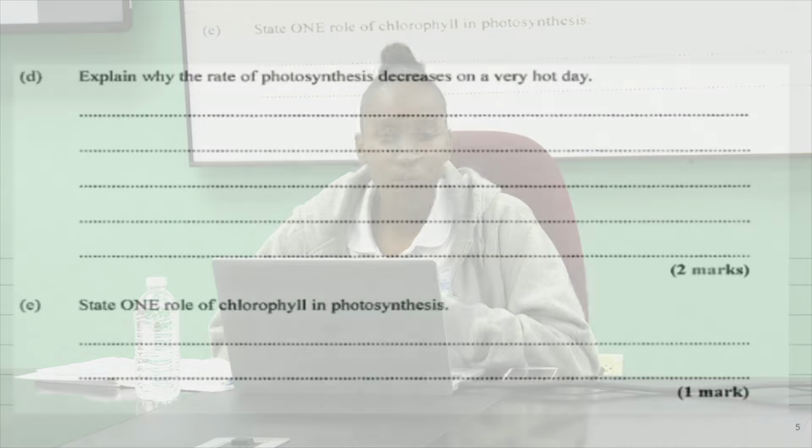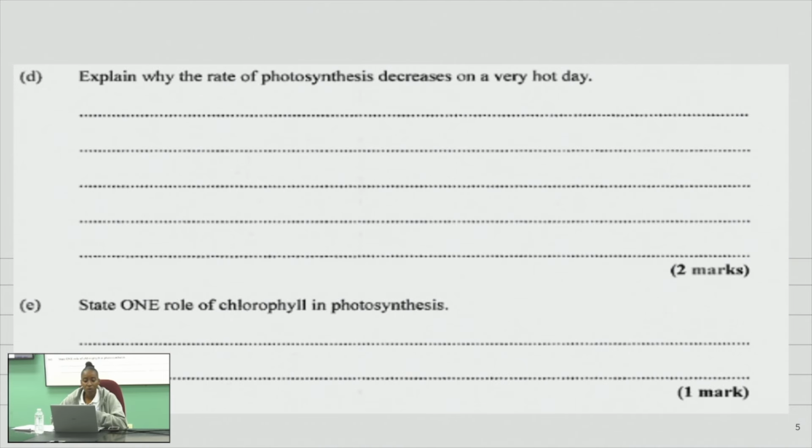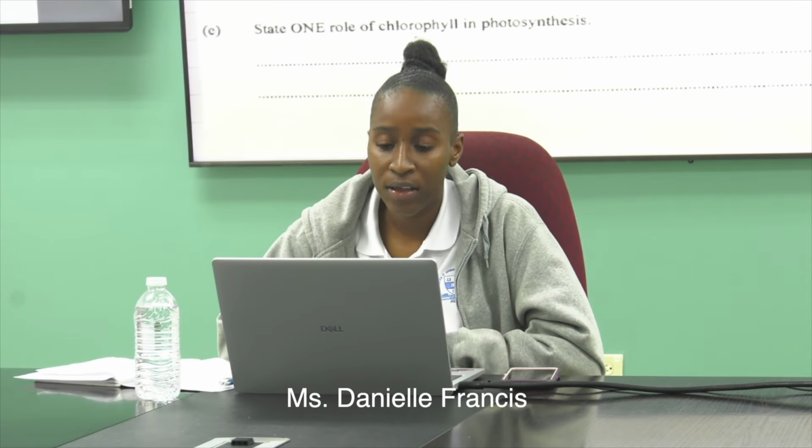The next part of the question is saying, state one role of chlorophyll in photosynthesis. The main role of chlorophyll in photosynthesis is to absorb our light energy so that this light energy can be used to make food. And it's also used for the splitting of water, but the main role of chlorophyll is to absorb the light energy to make food in the process of photosynthesis.